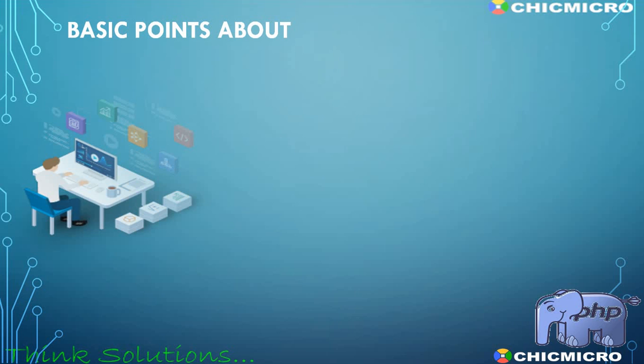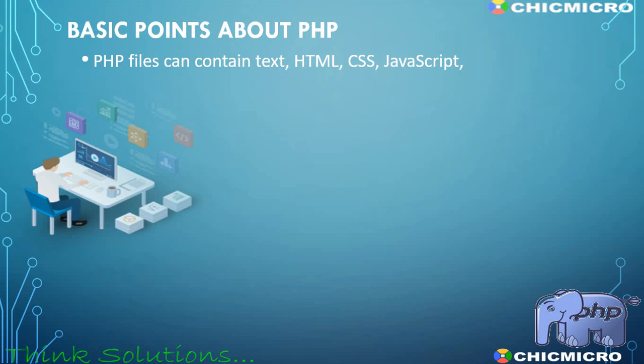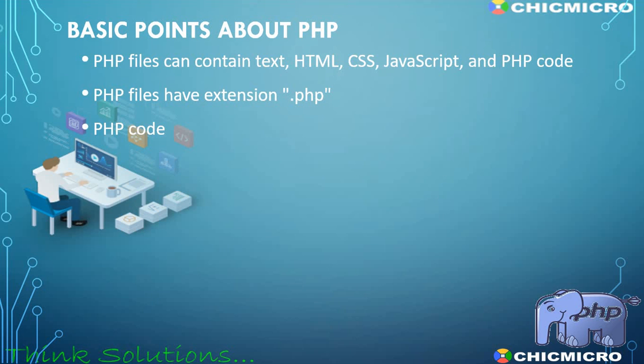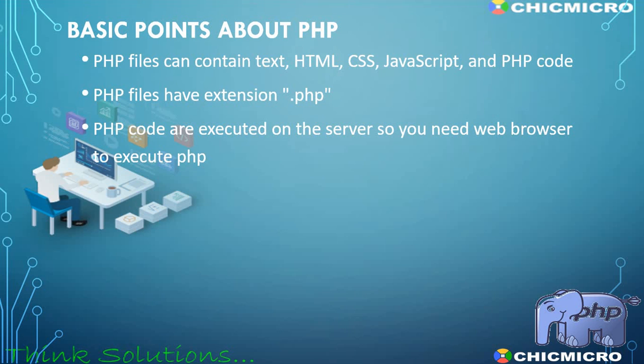The basic points about PHP, you need to master them. A PHP file can contain text, HTML, CSS, JavaScript, and PHP code. You know, PHP is very good. A PHP file has an extension called .php. The PHP code is executed on the server, so you need a web browser to be able to execute your code. It means you execute your code through the web browser.